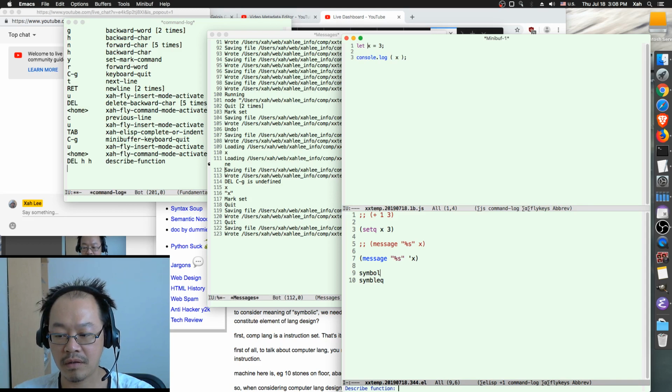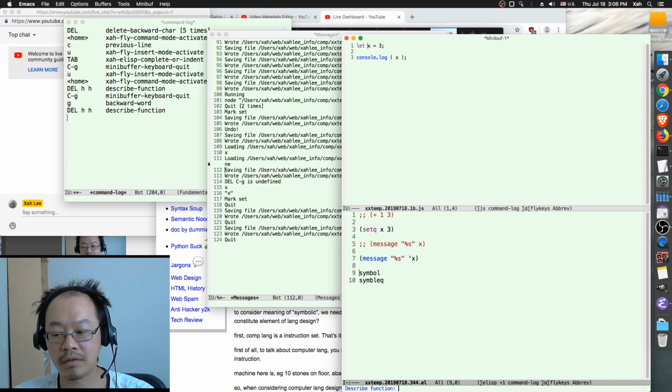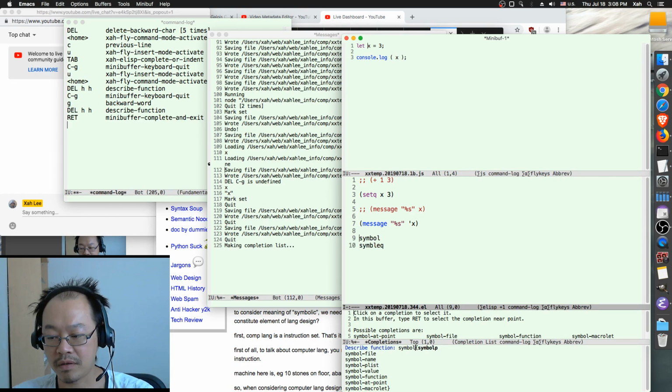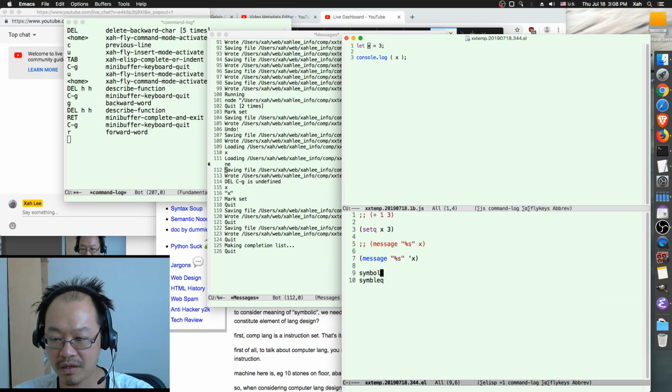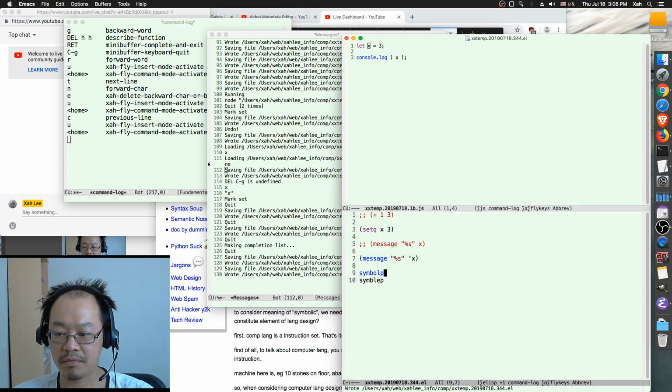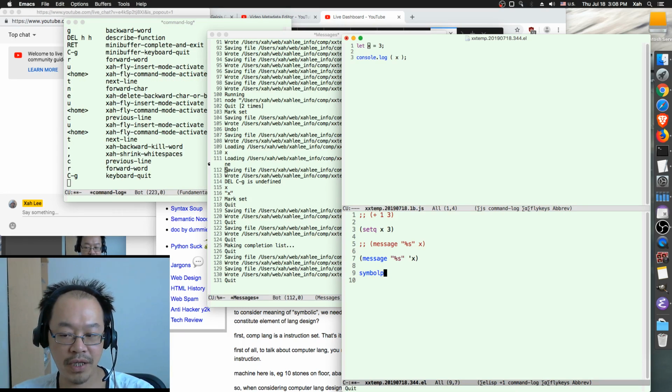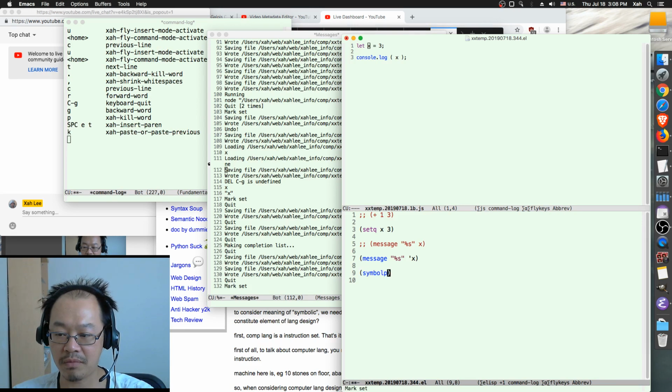Let's see, describe function symbol. Okay, oh, symbol p. Why is it not showing up? Not q, man. P. Okay, now symbol p tells you whether something is a symbol.